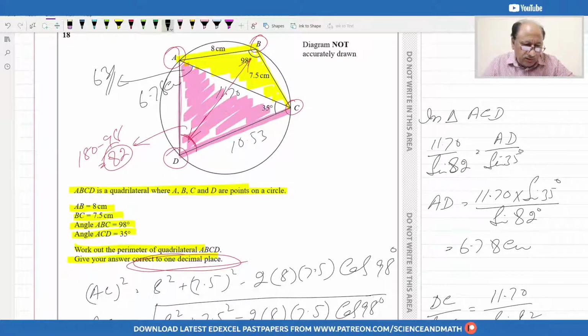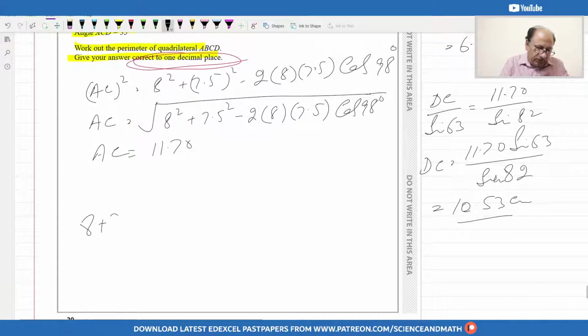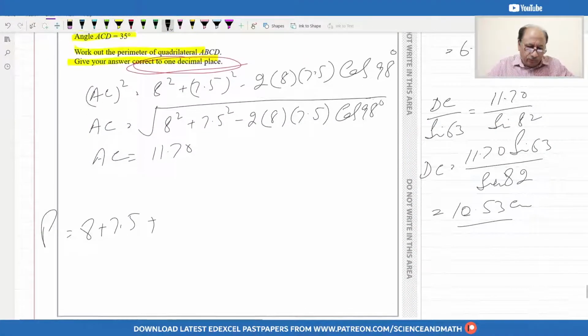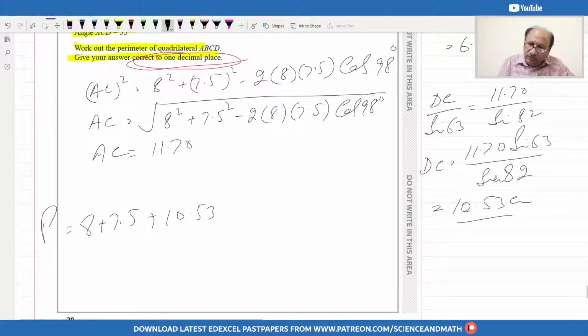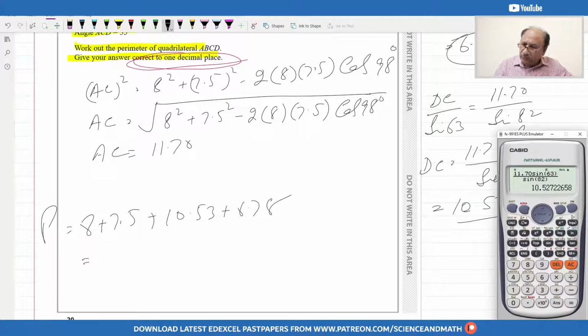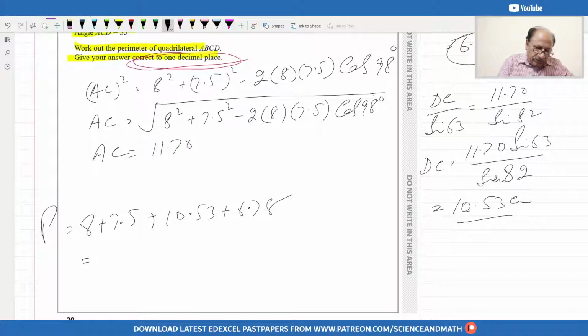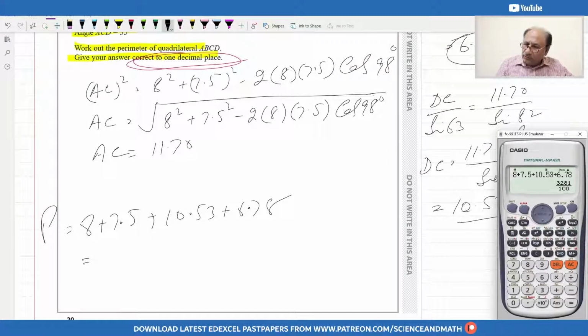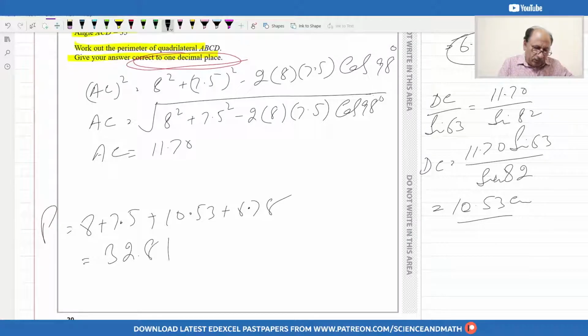Now we can add all three. 8 plus 7.5 plus 10.53 plus 6.78, and this will be equal to 32.81 centimeters. This is the final answer.